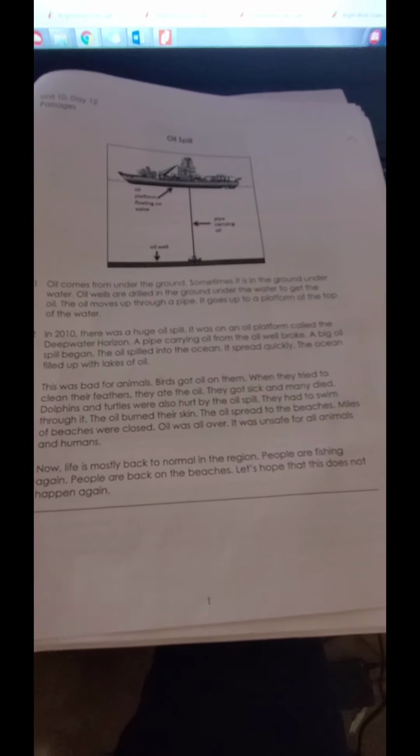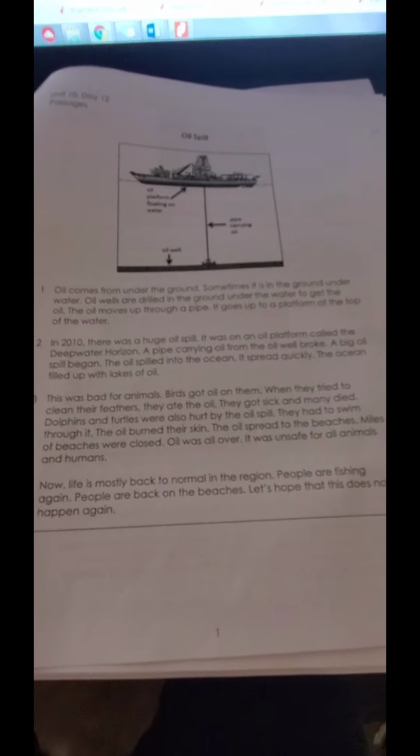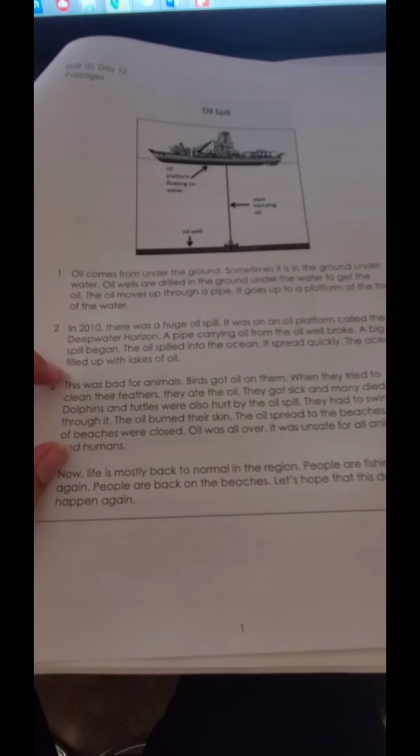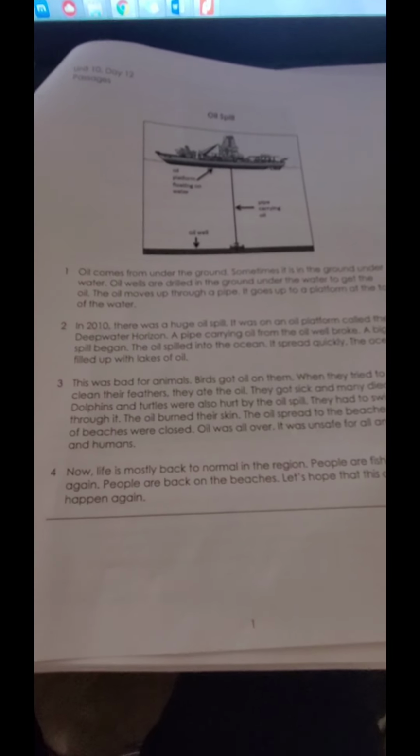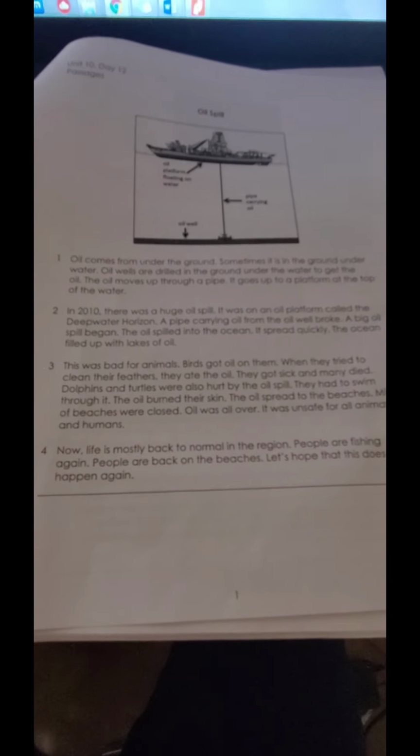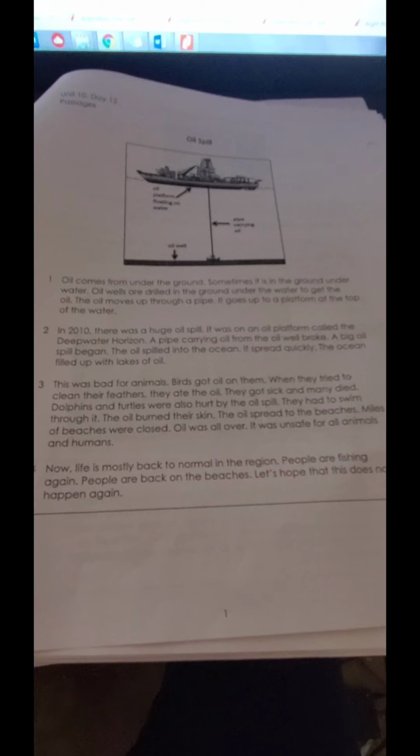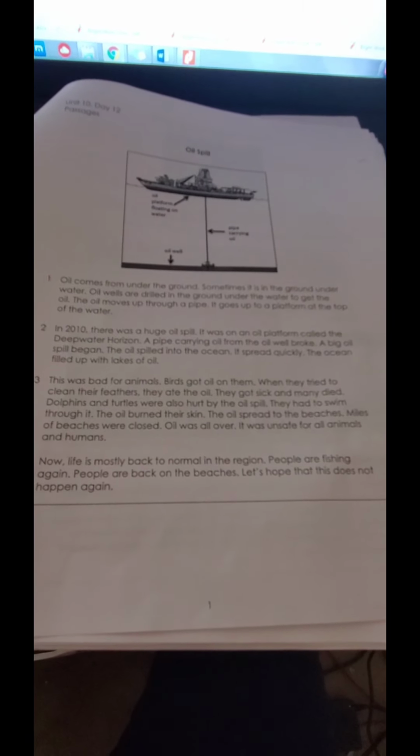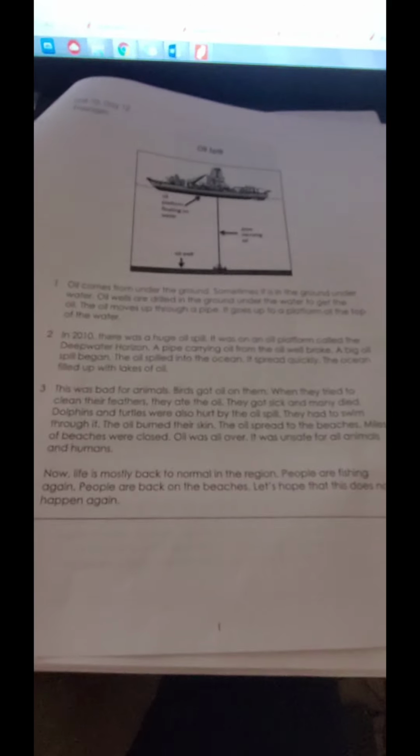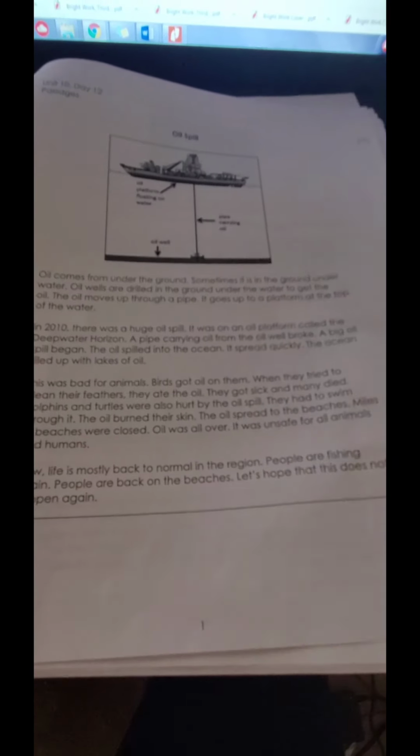So paragraph 3 talks about the damage the oil caused specifically on animals, and it just goes a little bit into how it also caused damage to humans. However, paragraph 3 is mainly focusing on the damage that it caused on animals and how bad it was for the animals. Paragraph 4. Now life is mostly back to normal in the region. People are fishing again. People are back on the beaches. Let's hope that this does not happen again. Alrighty, so paragraph 4 tells me what happened after the oil spill.